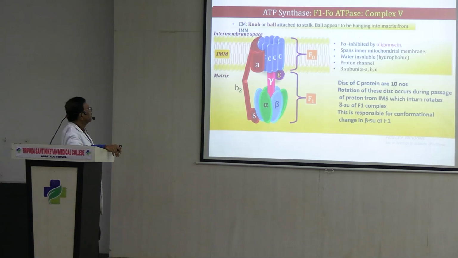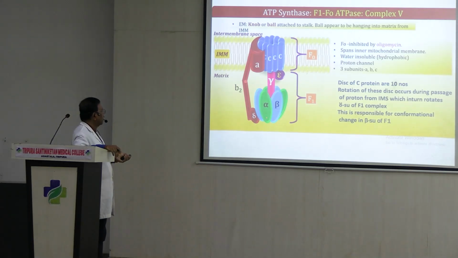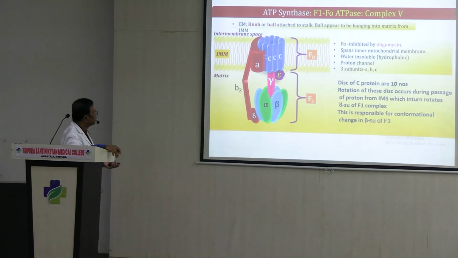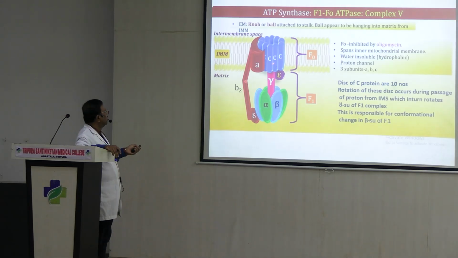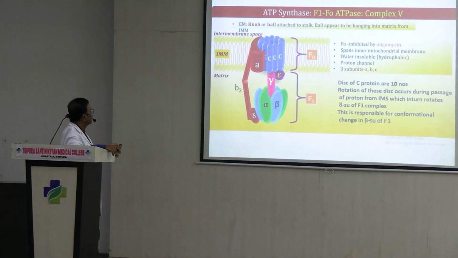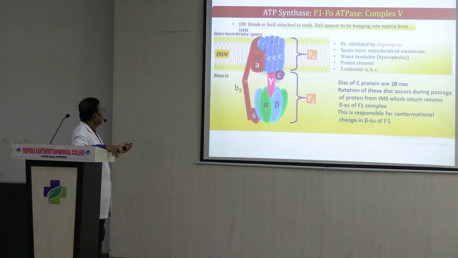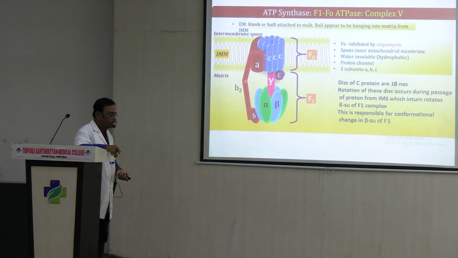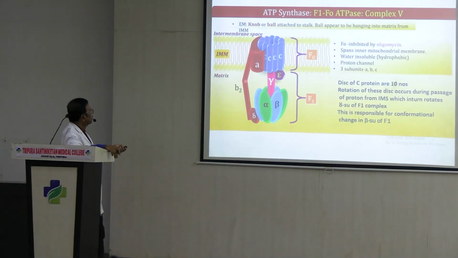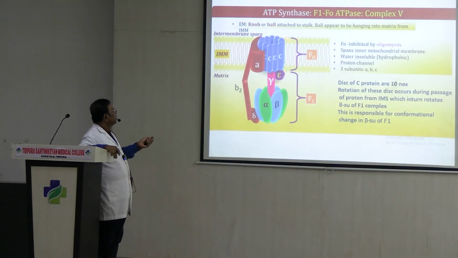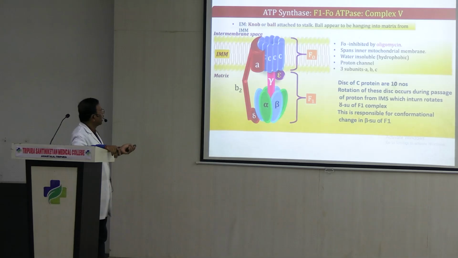So it has three subunits, A, B, C. A connects with the F1 subunit, then B. Through B it connects with the delta subunit of the F1. So C is 10 in number. They are arranged in such a way that they form a channel for passage of protons.